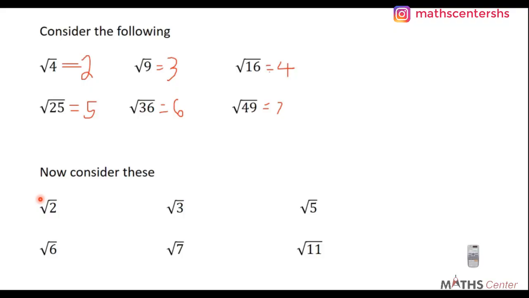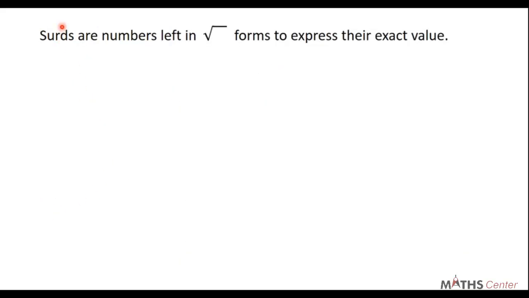So if you want the exact value of square root of 2, you have to leave your answer in the square root form, that is square root of 2. Because if you don't, your answer is going to be an approximation. Sometimes we want the exact values for our computation, so you have to leave our answer in the square root form. So surds are numbers that are left in square root form to express their exact value.